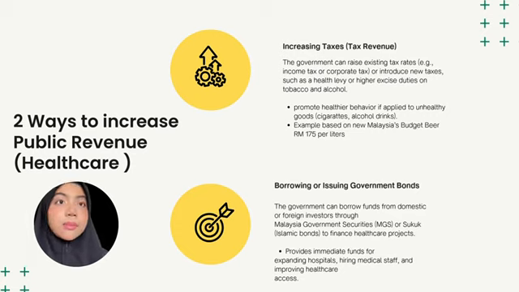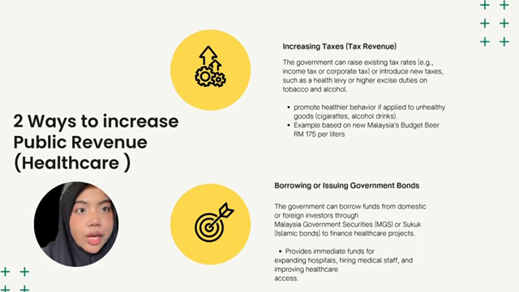The next one is issuing government bonds. The government can borrow funds from domestic or foreign investors through Malaysia Government Securities, MGS, or Sukuk, Islamic bonds, to finance healthcare projects. It provides immediate funds for expanding hospitals, hiring medical staff, and improving healthcare access. Raising the existing tax rate can provide a steady and predictable source of revenue. Government bonds can stimulate economic growth in the short term through higher government spending.